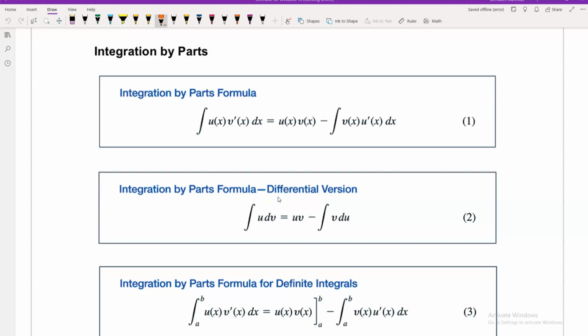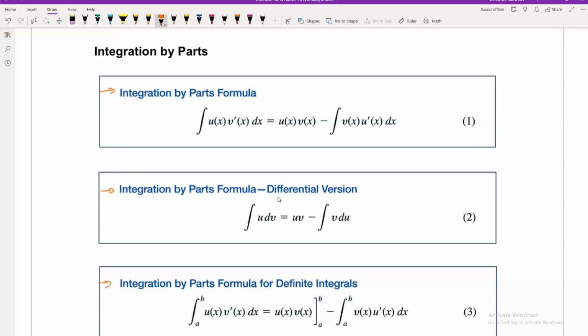Here in this section, we have integration by parts. So the first formula that we have is integration by parts: integral u(x) times v'(x) dx is equal to u(x) times v(x) minus integral v(x) times u'(x) dx. The second one that we have here is integration by parts in differential form: integral u dv equals u times v minus integral v times du.